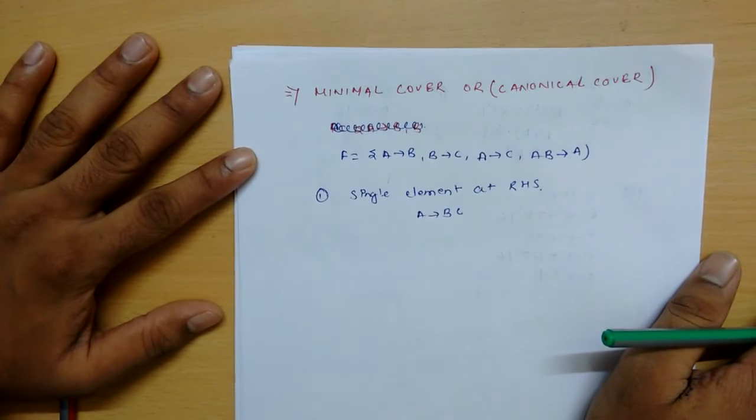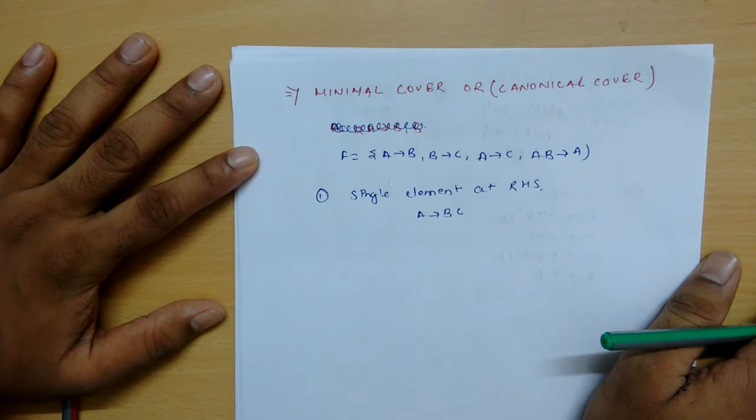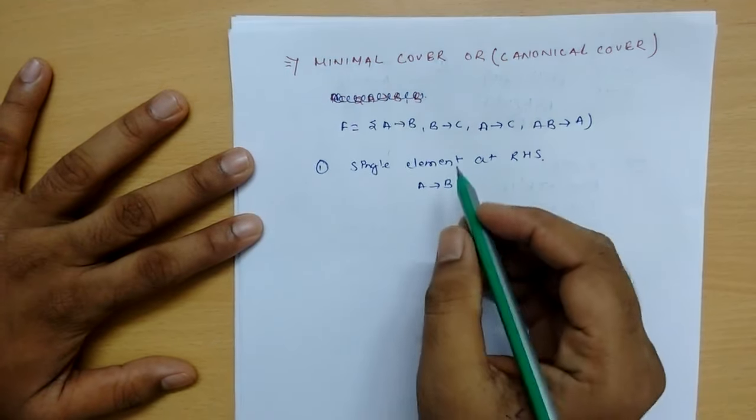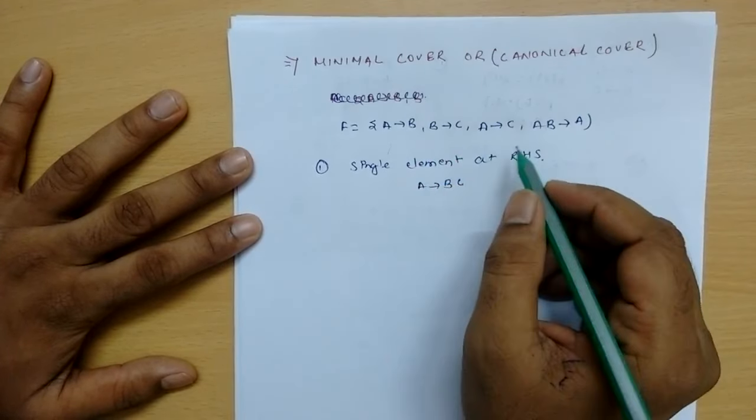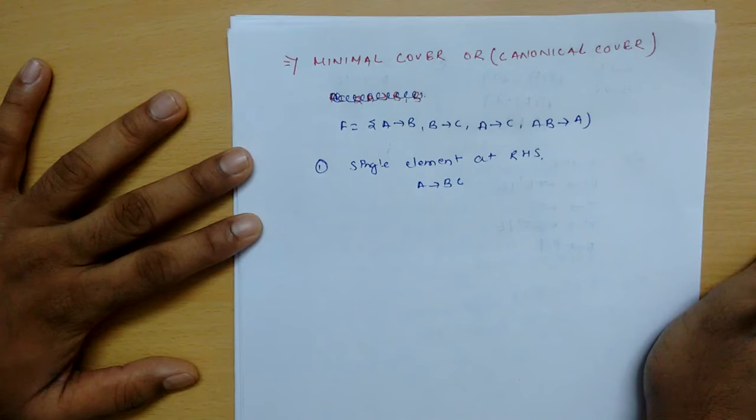Hello friends, today we will learn how to find minimal cover. Suppose a set of FDs is given. We need to find the minimal cover, which will have the same FDs, but the minimum number of FDs. For example, suppose the set is A determines B, B determines C, A determines C, and AB determines A. We just need to find the minimal cover of this set of FDs.